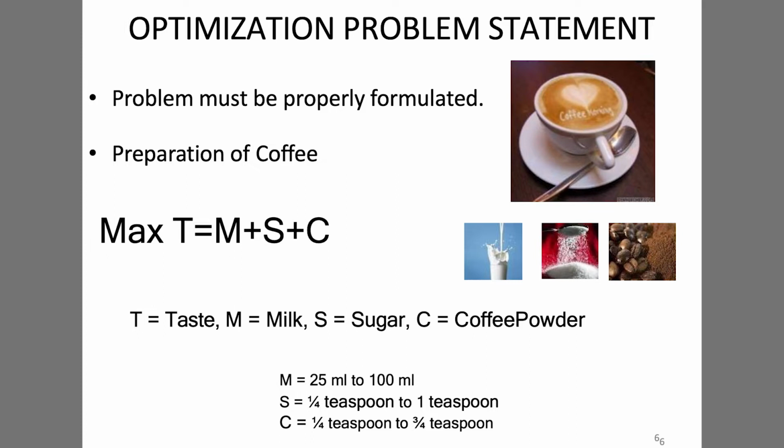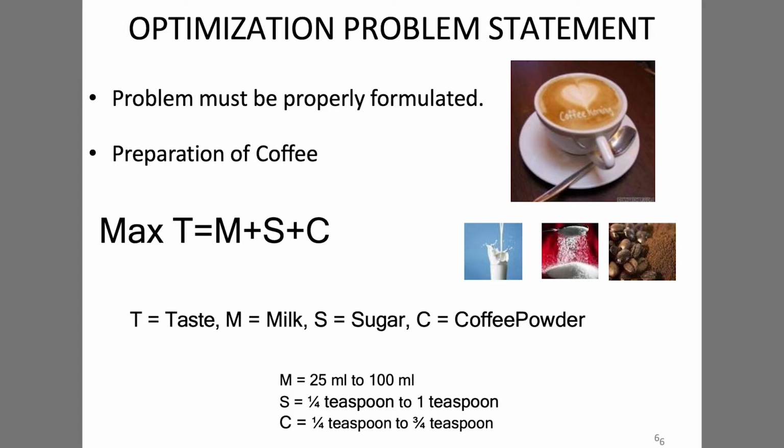We need to mix these three components, these three variables, M plus S plus C, that is milk plus sugar plus coffee, in the right proportion, so that the coffee will give you maximum taste. Here there are some conditions or constraints given, called border constraints. That means a range for each and every variable. For example, milk is from 25 ml to 100 ml, sugar is from 1/4 teaspoon to 1 teaspoon, coffee powder is from 1/4 teaspoon to 3/4 teaspoon.